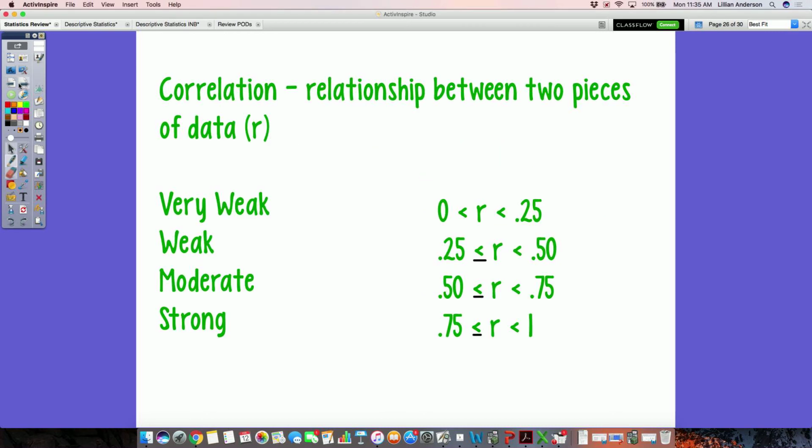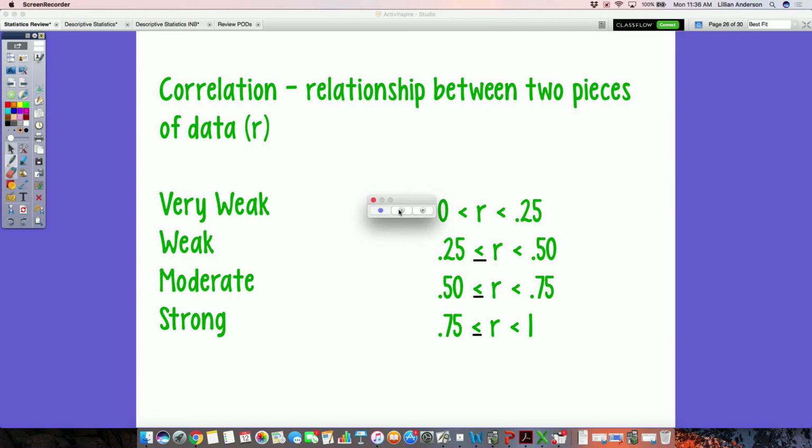So to start off, correlation. Some of you guys did this for your IA, so you know that it's already the relationship between two pieces of data. It is represented by the variable R, okay? Hopefully you haven't forgotten that. And then the description of correlation, whether it's very weak, moderate, or strong. Those were the intervals in which you determined that. If it ever asked you to describe the correlation, we use those particular values to determine if it was strong or weak or moderate or whatever it was.